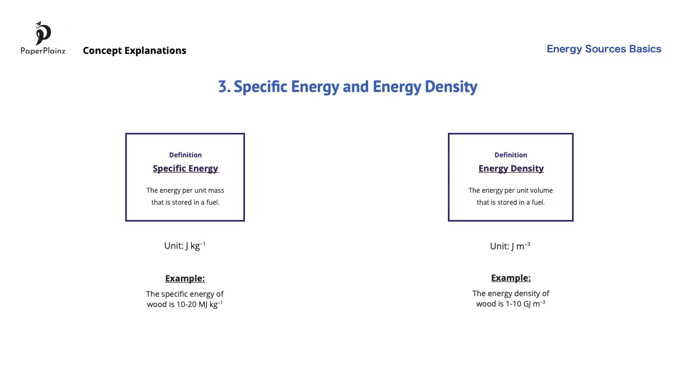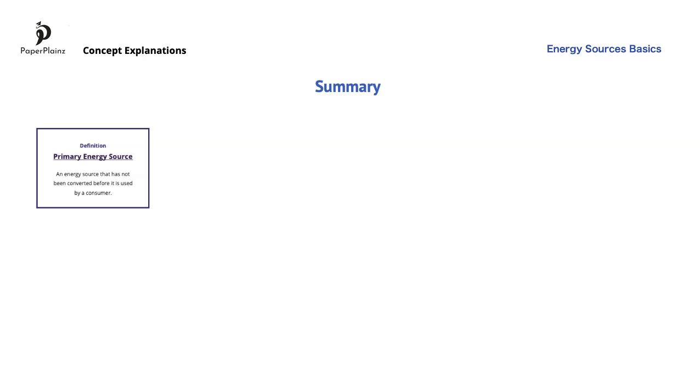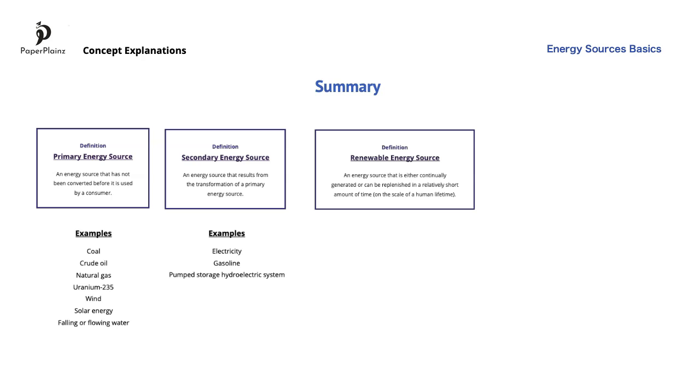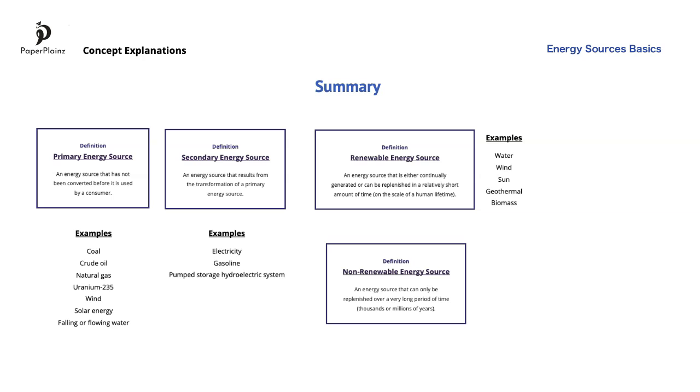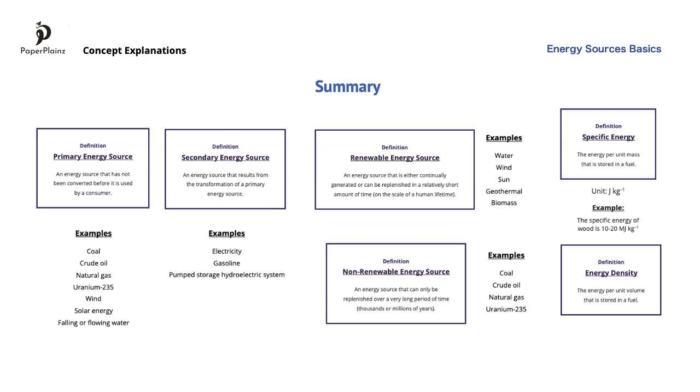Let's summarize what we have learned in this video. We started by defining a primary energy source and provided several examples of primary energy sources. Then we explained what a secondary energy source is, along with some examples. Next, we moved on to renewable energy sources, which include water, wind, sun, geothermal energy, and biomass. We added the definition of a non-renewable energy source and provided some examples. Finally, we defined specific energy, along with its unit and an example. And to wrap up, we did the same for energy density.